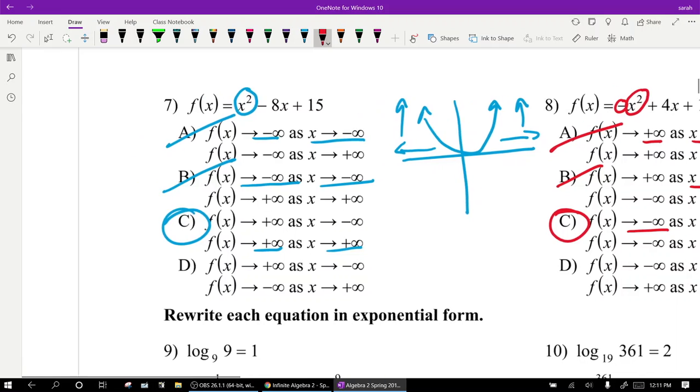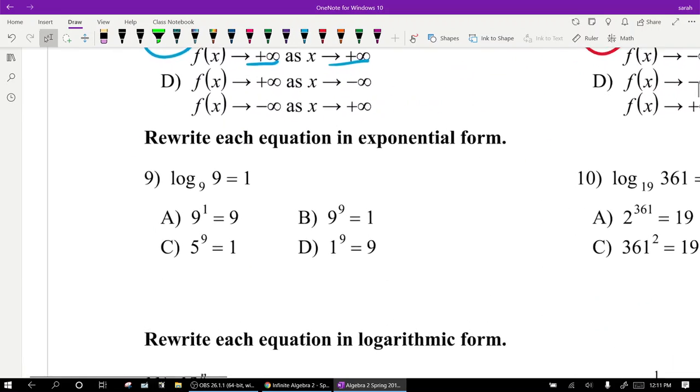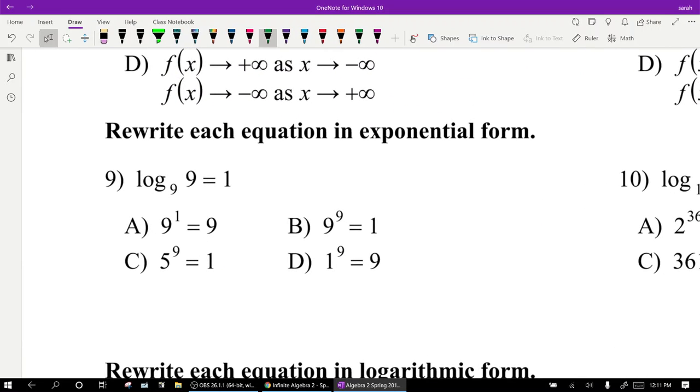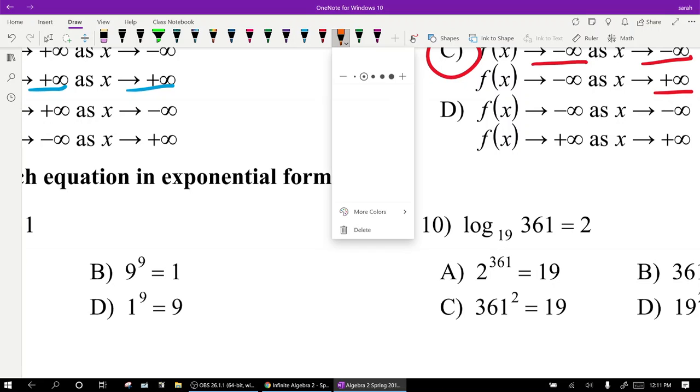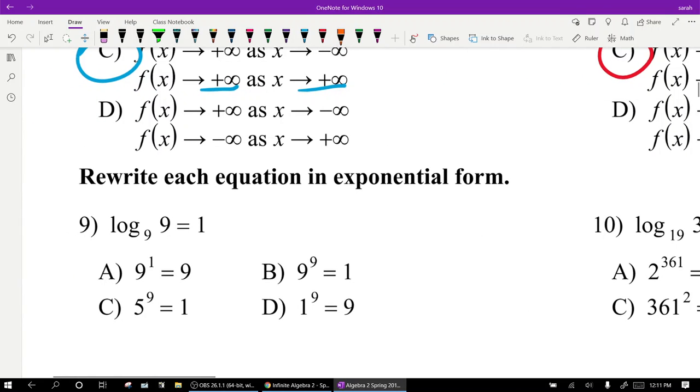Alright. Number 9. Rewrite each equation in exponential form. Okay, let's go with this one. Remember, the log is equal to the exponent. Alright? The log is equal to the exponent. So we can do our little scorpion here. 9 raised to the 1 power equals 9. And so that one's pretty easy. That's going to be A.